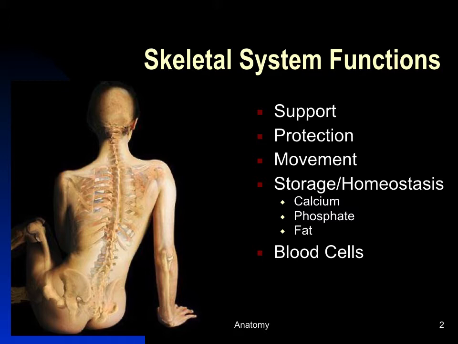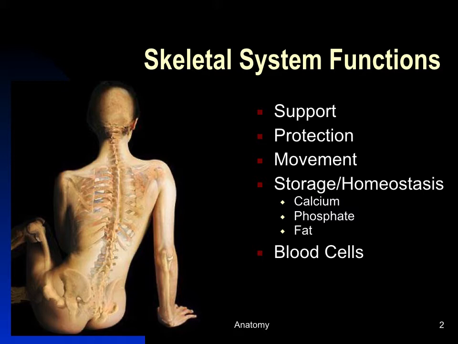The skeletal system stores material, particularly calcium, but also phosphates and fat. And these are important in maintaining homeostasis, so we'll talk about calcium homeostasis. And then one tissue in the skeletal system is responsible for the production of blood cells in adults. These include platelets for blood clotting, immune cells to fight off infection, and most importantly, red blood cells for oxygen transport.